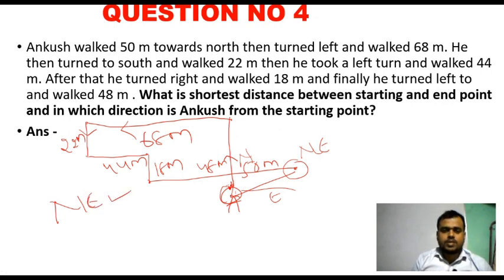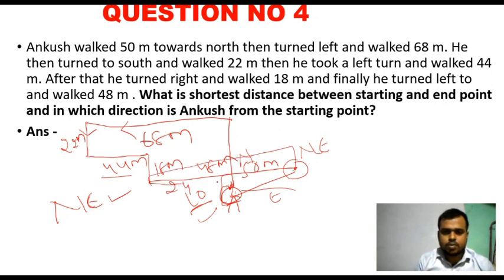And what is the distance? So let's solve it. The total is 50 and here is 22 and here is 18. 22 plus 18 means 40. The total is 50, so this part is 10, because 50 minus 40. Now here the total is 68 and here is 44. This remains 24. Now the total part is 48, so this part must be 24. Now here is 24 and here is 10.